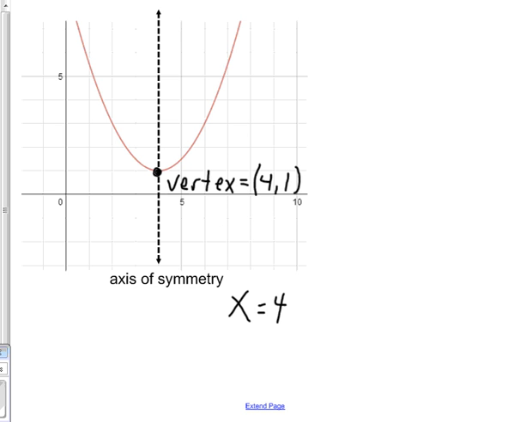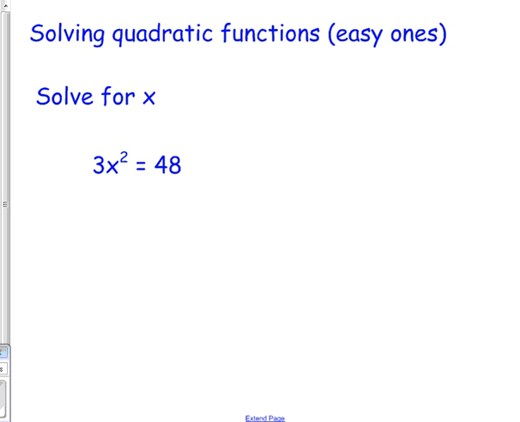Okay, let's solve a couple of these. So we'll start with some easy ones, and then in later videos you'll look at how to solve a little bit more complicated quadratic functions. So if we're going to solve for x here, first thing we do is let's get rid of this 3. So we divide by 3. It's just like solving linear equations you did in junior high. So 48 divided by 3, that's 16.